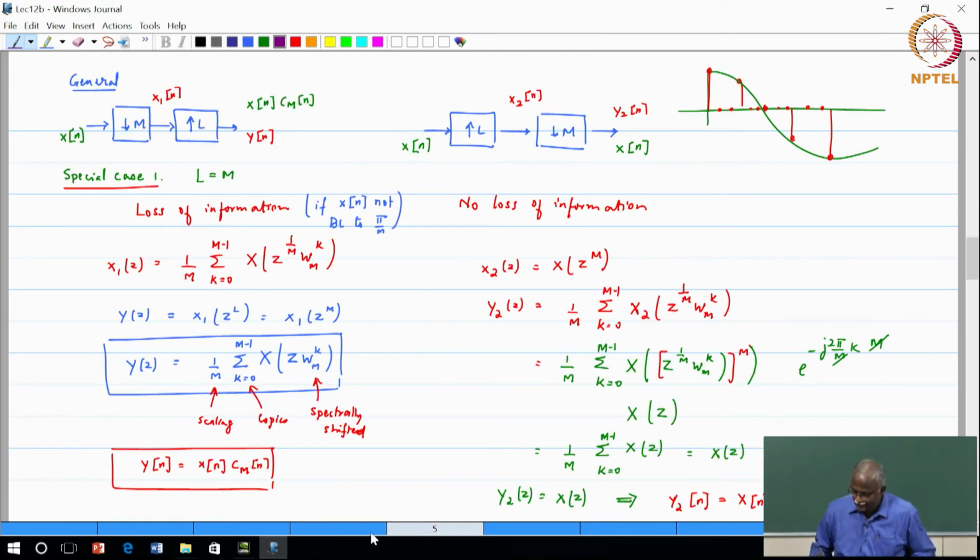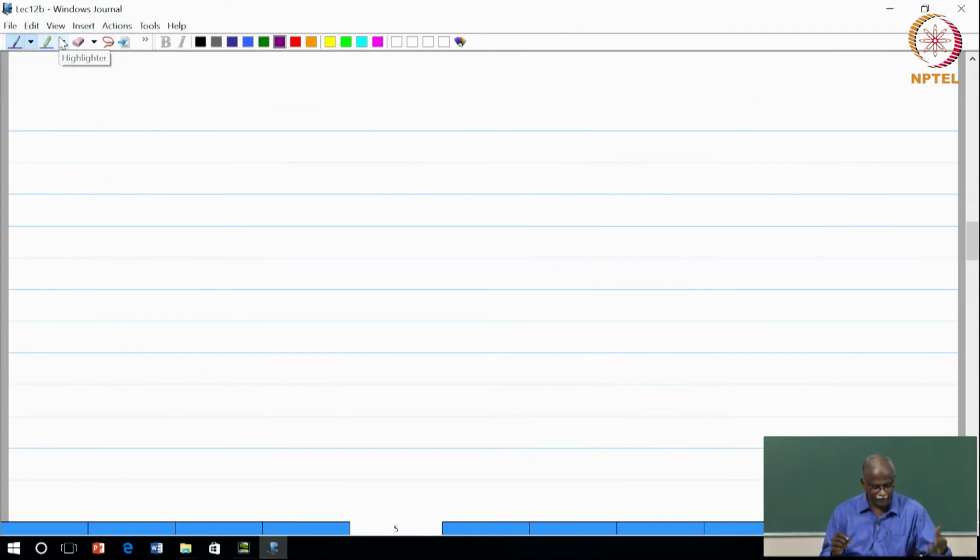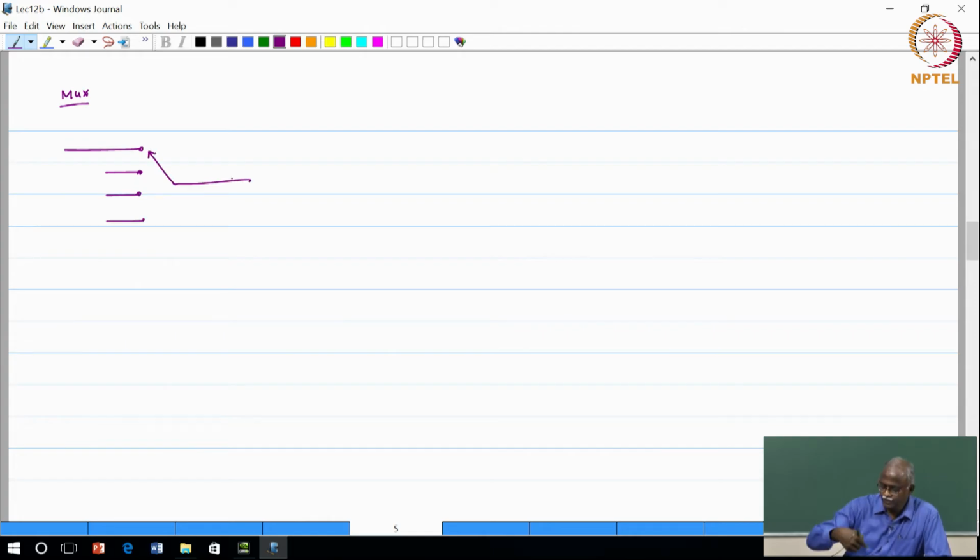Okay, now let me also add one more element, the counterpart of the downsampler, and that is the upsampler. So, if this was a demultiplexer, then the other block must be the multiplexer. The multiplexer structure basically says that there are many lines coming in, and you will have a rotating switch which connects all of them and produces an output which is at a higher data rate. So, many parallel lines are available from which you will do the multiplexing.